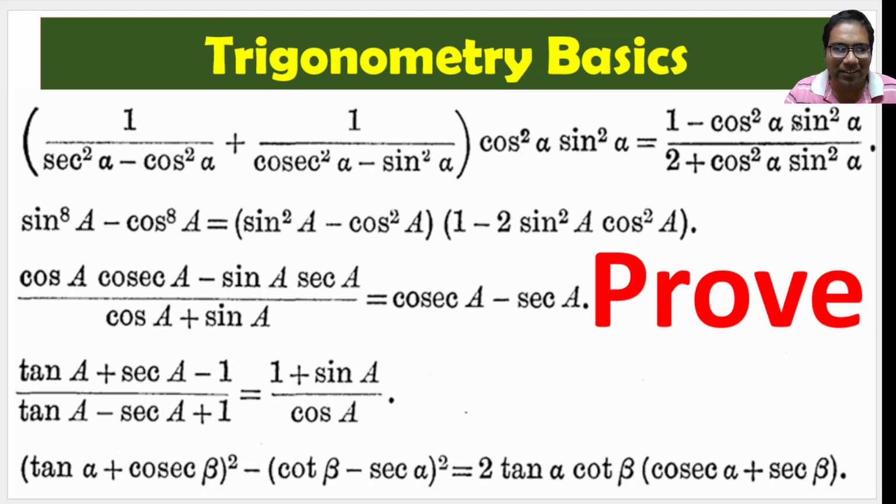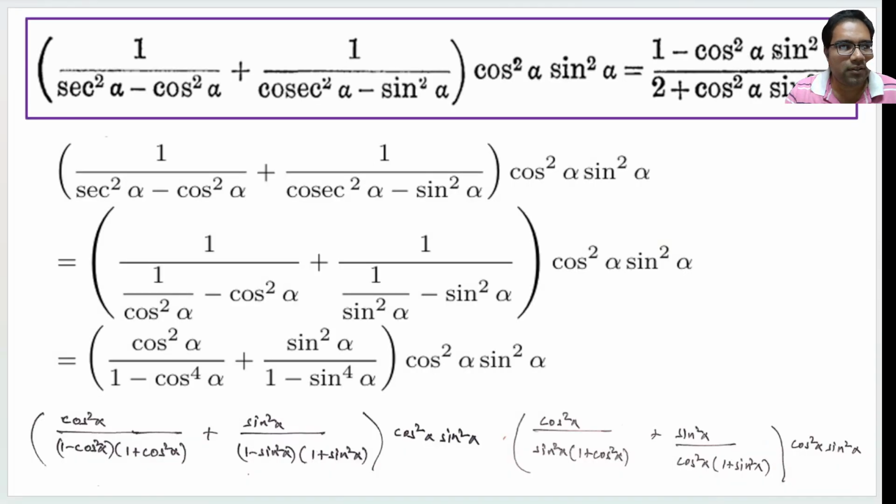Hi friends, let us prove some basic statements in trigonometry ratios. We have 1 by secant square alpha minus cos square alpha plus 1 by cosecant square alpha minus sin square alpha, times cos square alpha into sin square alpha, equals 1 minus cos square alpha sin square alpha by 2 plus cos square alpha sin square alpha.